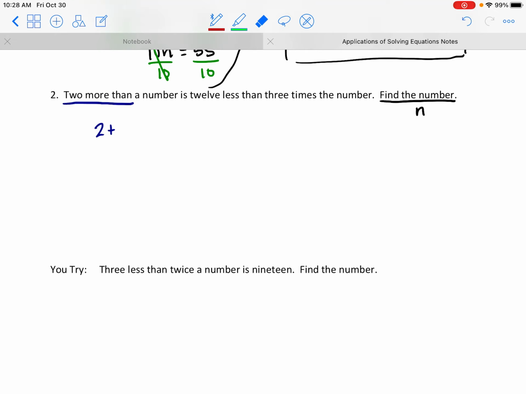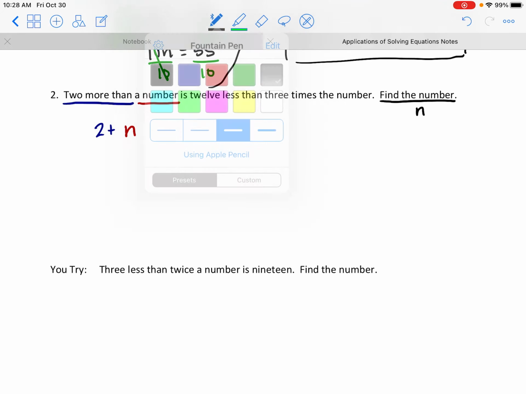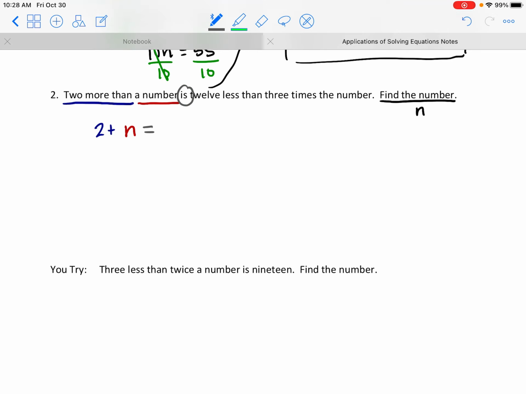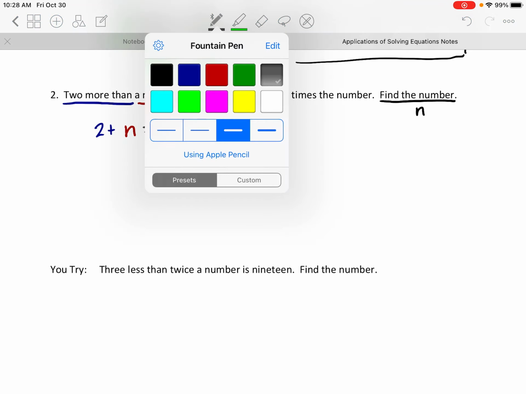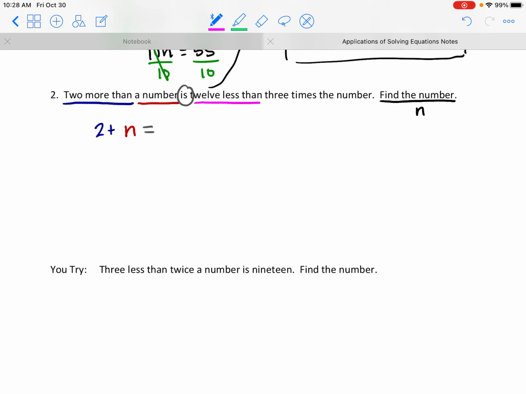So I'm going to go, 2 more than means add 2 to something. So 2 plus. It's 2 more than a number. So my number I called n, and then it says "is," our equal sign, and then it says 12 less than. So 12 less than means I have to subtract 12 from something, right? If I was 50 and I wanted to be 12 less, I would have to subtract the 12 to get to 38. So 12 is going to be subtracted from, so I put a little bit of space here.